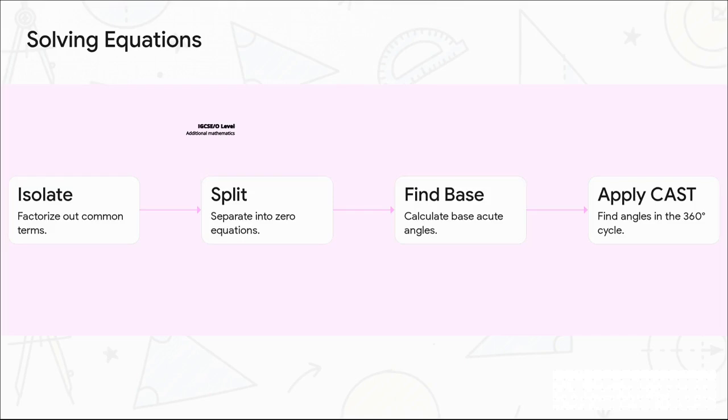Let's apply this to something that looks a bit scary, like a quadratic trig equation. The trick is to break it down into repeatable steps. If you have 5 sine squared x minus 2 sine x equals 0, just factor out the common sine x, exactly like you would if it was just a regular algebra problem with an x. Instantly, this splits your clunky equation into 2 totally manageable pieces. You find your base angle for each piece, run them through the cast diagram, and boom, you've unearthed all the possible solutions in the 360-degree cycle.